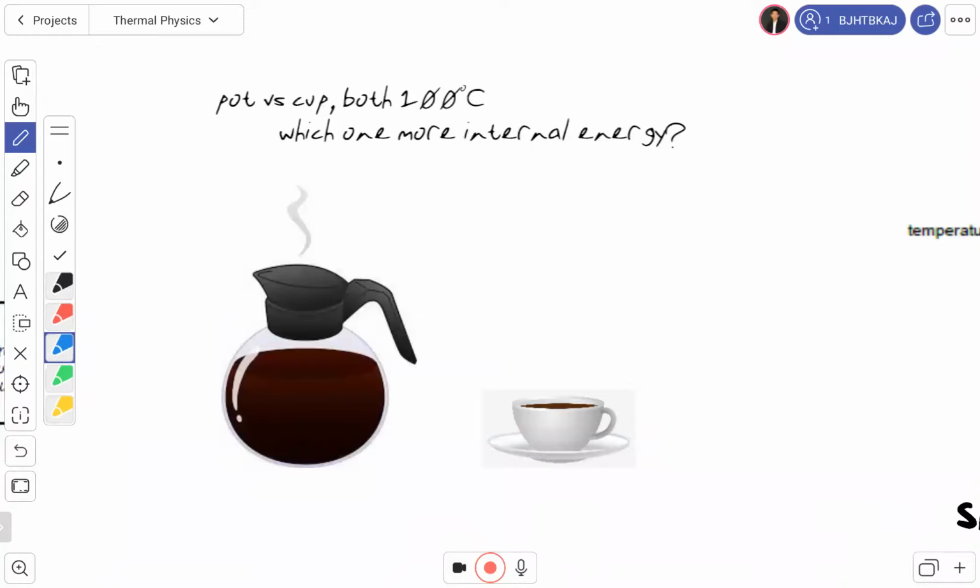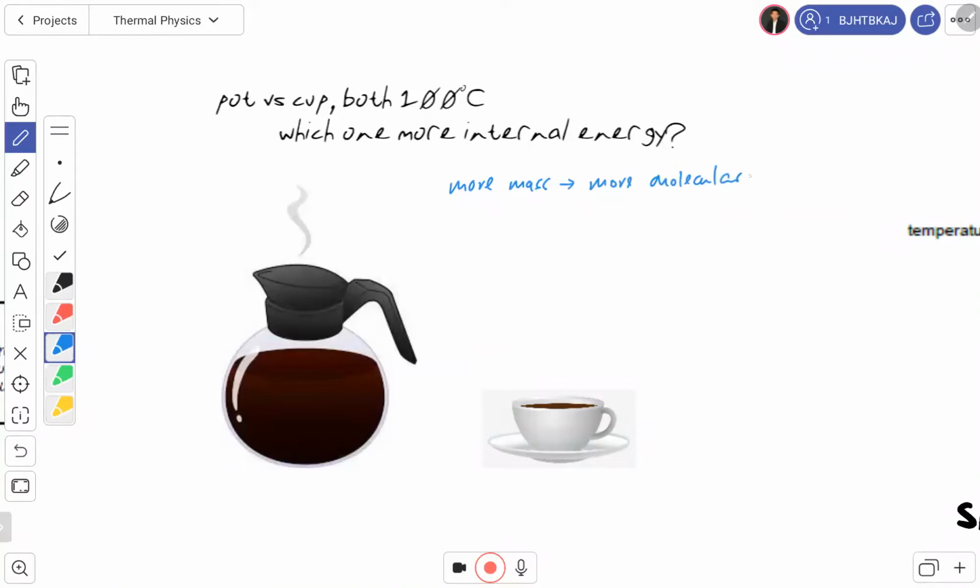Maybe you can recall what is meant by the internal energy of a system. I think the pot has more internal energy. Okay, and why is that so? Because there's more mass. So what? So there are more molecules. Okay, more mass, more molecules, and so? The molecules vibrate, so they have more internal energy.